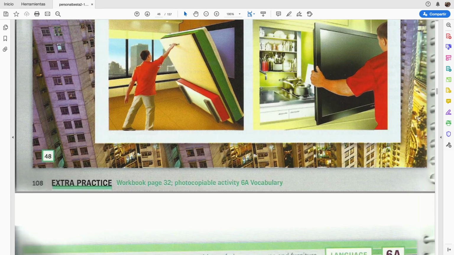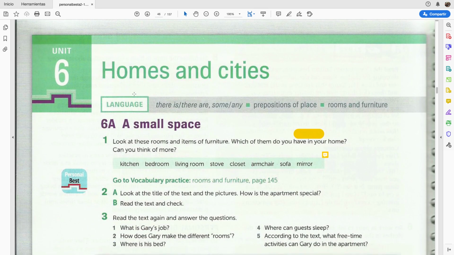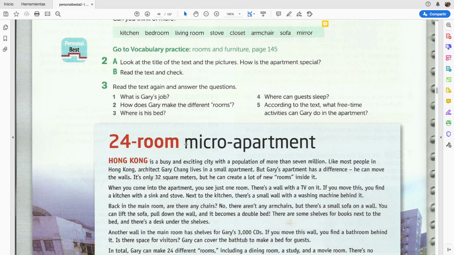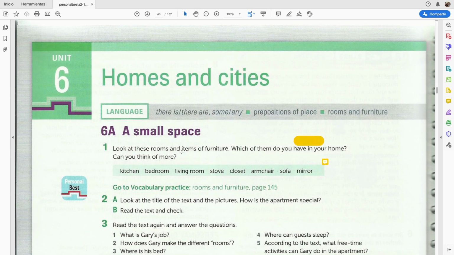Everyone, if you have your books there, open them and we are going to work with books on page number 48. Here we have homes and cities. So as you can see, when you talk about homes, it's vocabulary or things related to houses, including furniture, maybe parts of the house, no? So let's see. Here we have a small space. Look at the 3 rooms and the items of furniture.